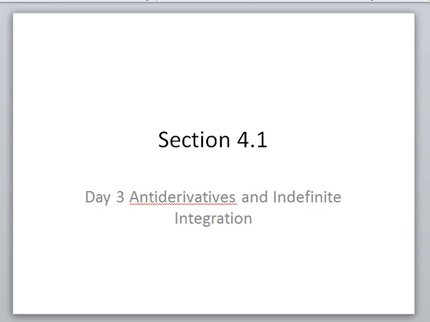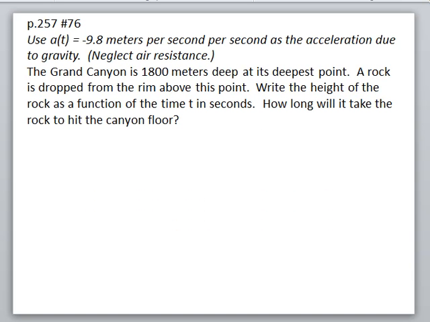Alright, this is the last day of section 4.1. What we're going to do today is look at some acceleration, velocity type problems. So this one says use A of t equals negative 9.8 meters per second per second. So that means meters per second squared is the acceleration due to gravity. So let's go ahead and start with that. And what I'm going to go ahead and do is write down that A of t is equal to negative 9.8.